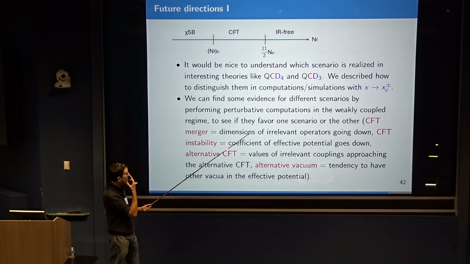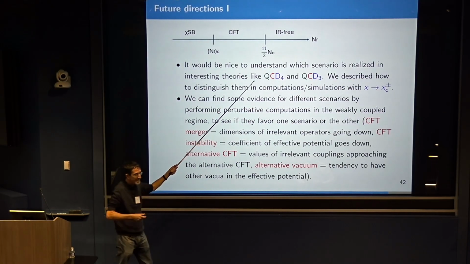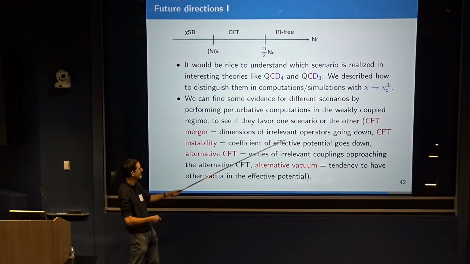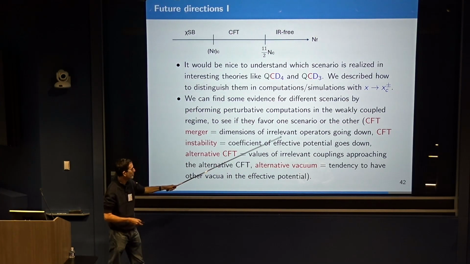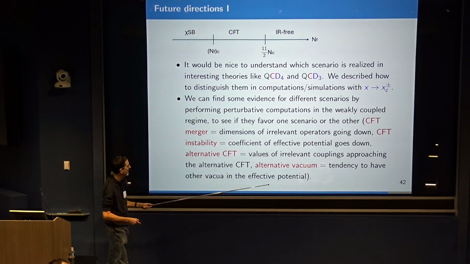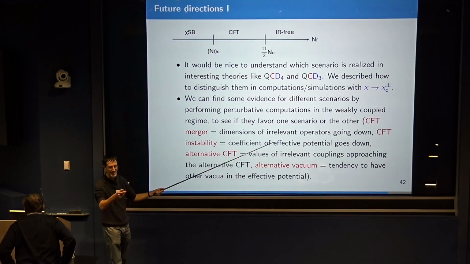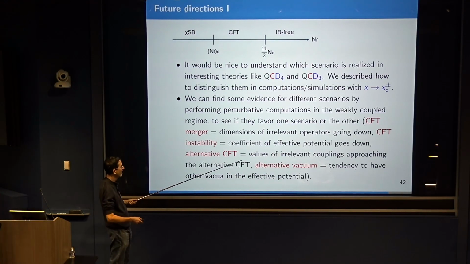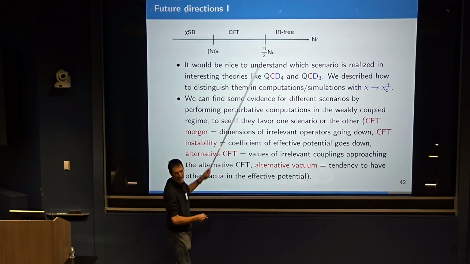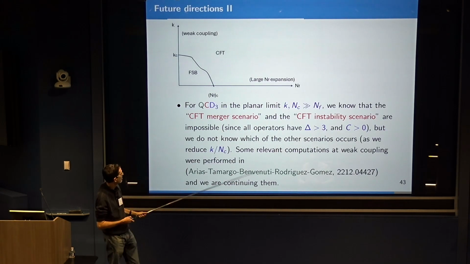In some sense, the best thing that we can do analytically is to analyze things in this weakly coupled regime. And in that regime, we can have some weak indications for which scenario actually takes place. So for instance, if at weak coupling we see that the dimension of some operator goes down, then that would give some weak indication in favor of the merger scenario. If we see that the coefficient of the effective potential goes down, that would give a weak indication of the CFT instability scenario. And similarly, for the other scenarios, we can find some weak indications of them in the weak coupling region, but we don't have anything more than that.